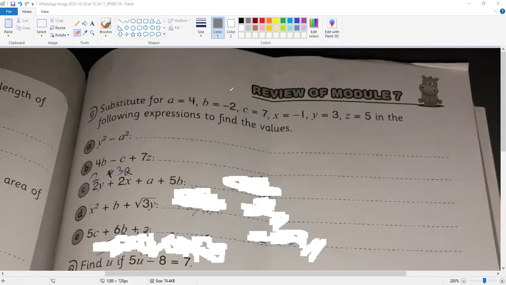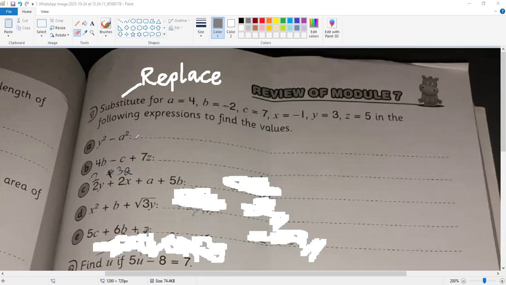Now we have the question: substitute for A equals 4, B equals -2, C equals 7, X equals -1, Y equals 3, Z equals 5 in the following expressions to find the values. And the first thing I want you to know is that the word substitute means in English to replace. So I'm going to be having it as substitute, replace.